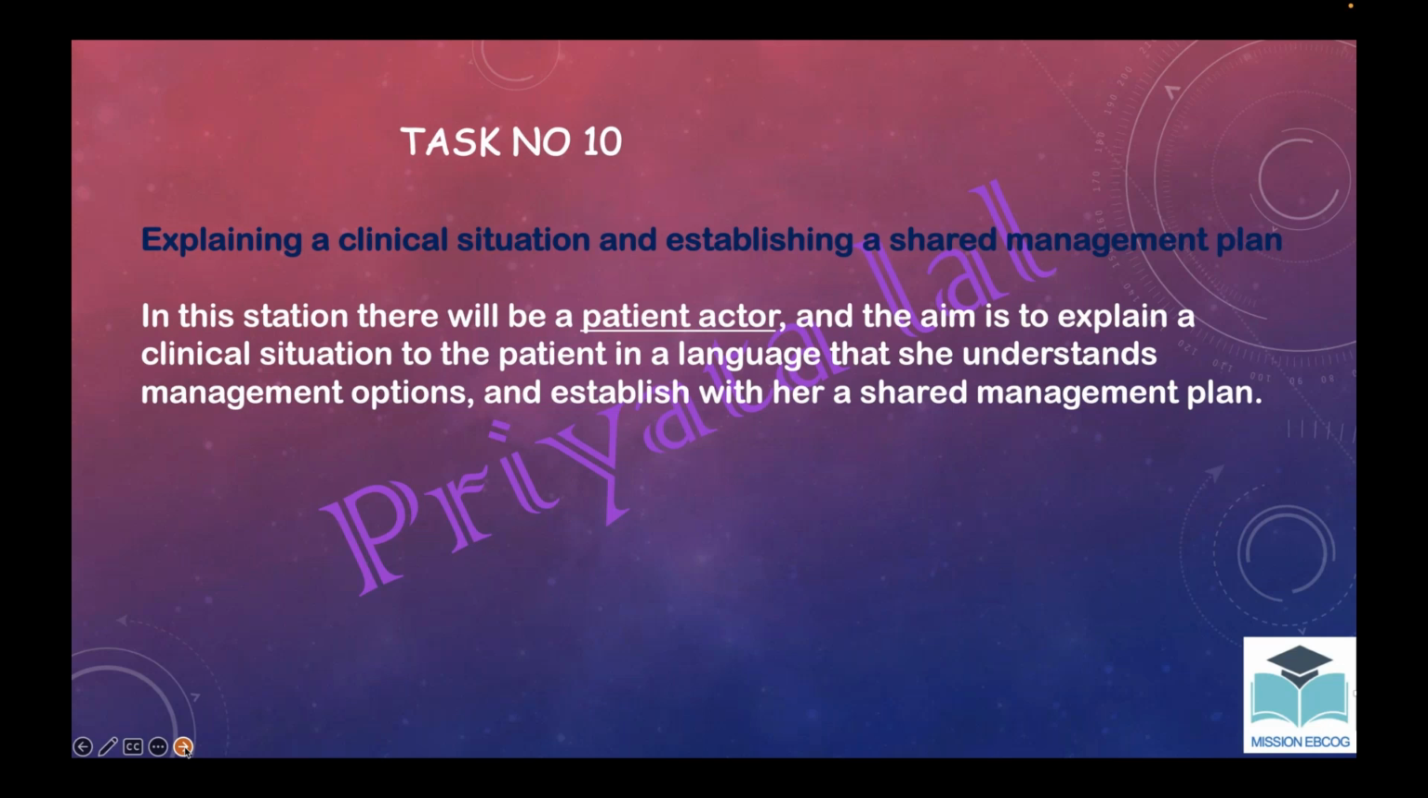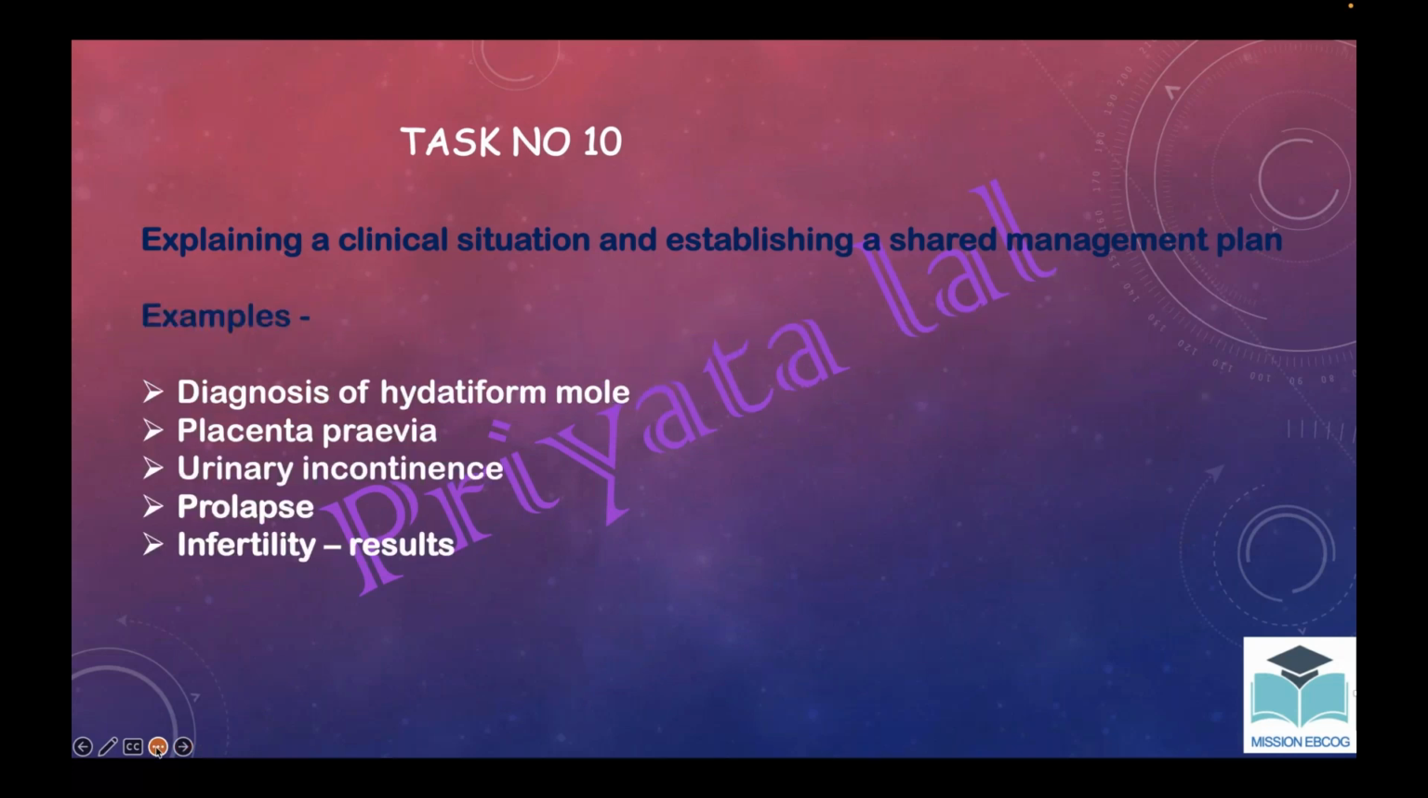Okay, so this is the overview of the exam, and does anyone of you have a question till now? Yes, ma'am. So the sequence remains the same as you said, ma'am. Yes, 1, 2, 3, 4, yes, there's switching of stations like MRCOG. This is almost the same.